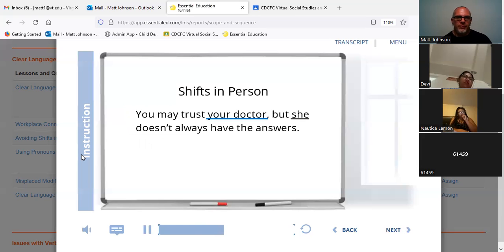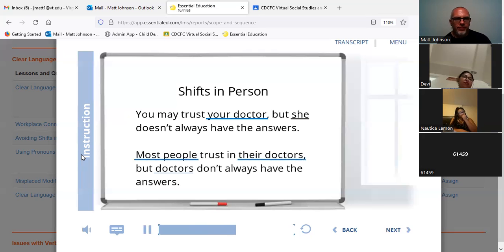The main focus, people in general, are referred to as you. Second person is more personal and immediate. You can also put the whole sentence in third person like this. Most people trust in their doctors, but doctors don't always have the answers.